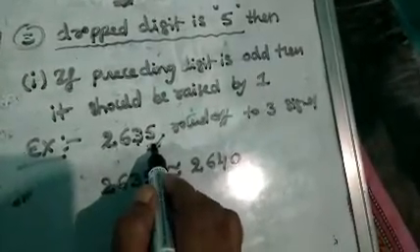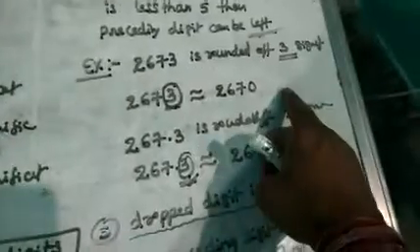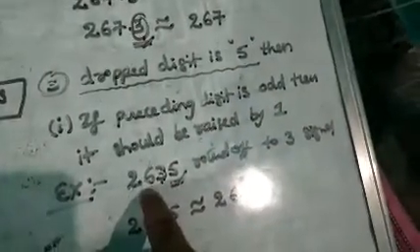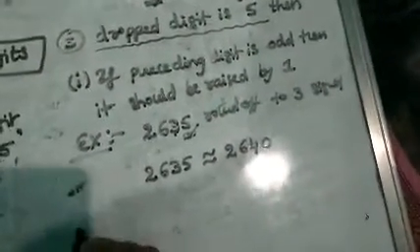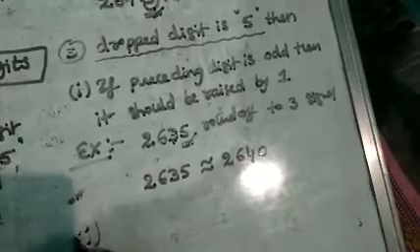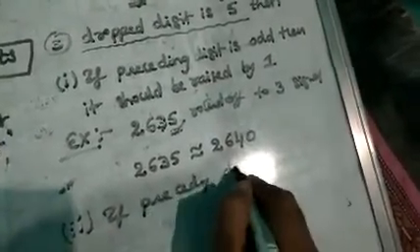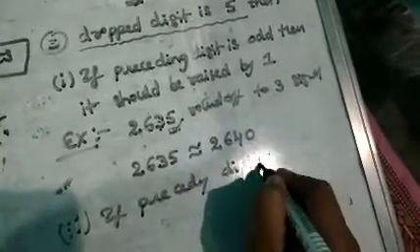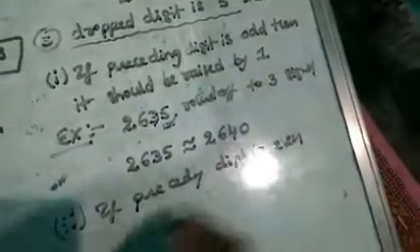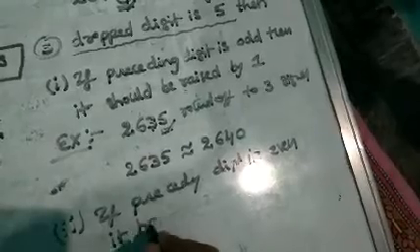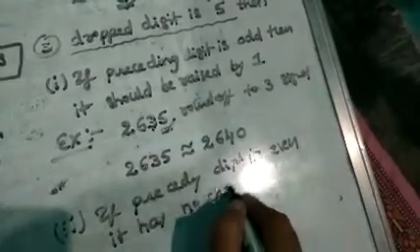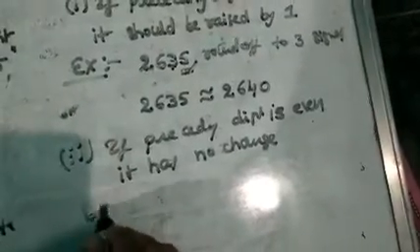The digit to be dropped is more than 5: preceding is increased by 1. Less than 5: no change. Equal to 5 with preceding odd: raised by 1. Suppose the preceding digit is even. If the preceding digit is an even number, then no change. Don't change anything. Just leave it.